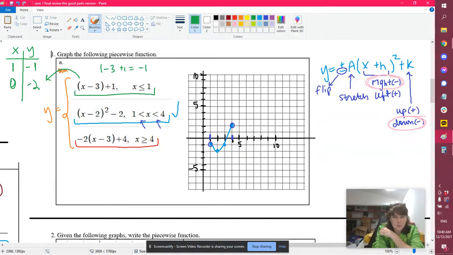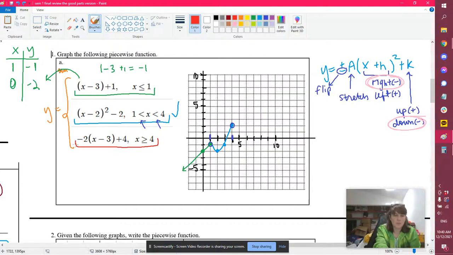I plot my point 1, negative 1 here. I plot my point 0, negative 2 here. And then I'll connect these points to make my line. I'm only going to connect them to the left because all my stuff is the stuff before 1. I don't want to connect it after 1.